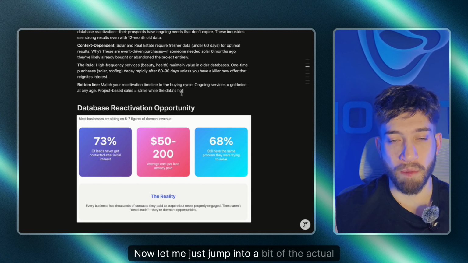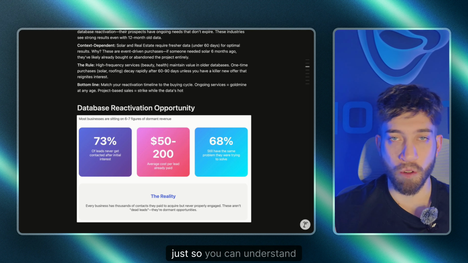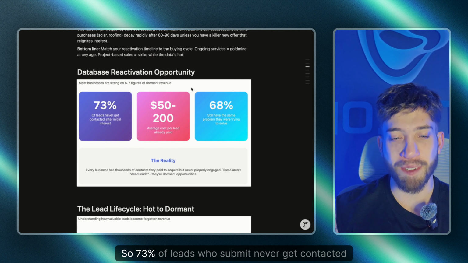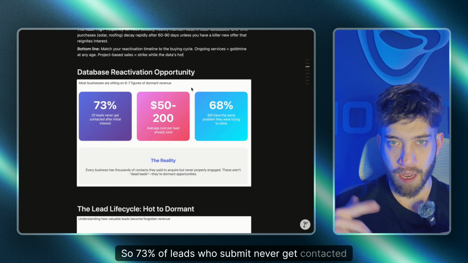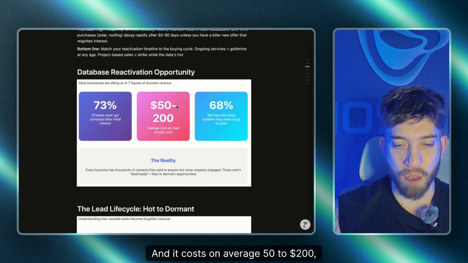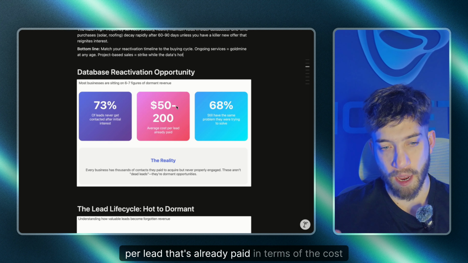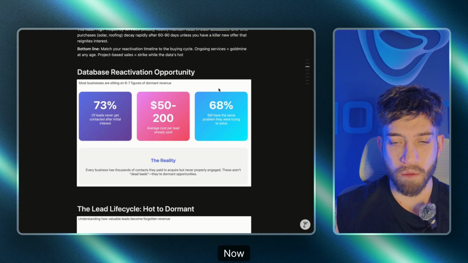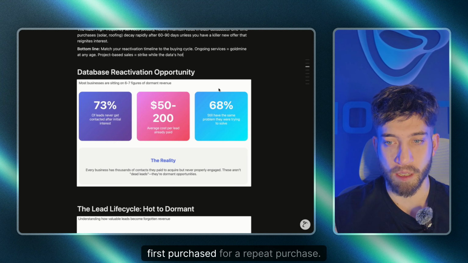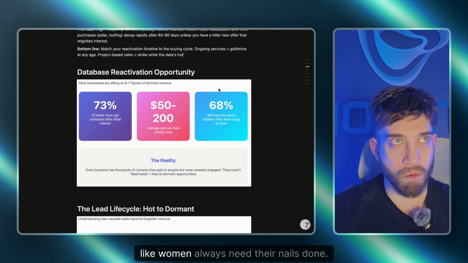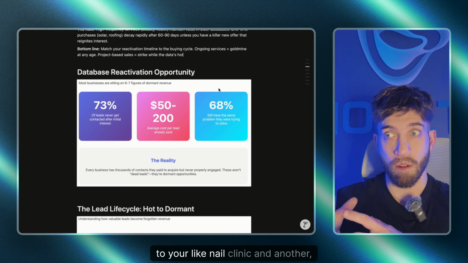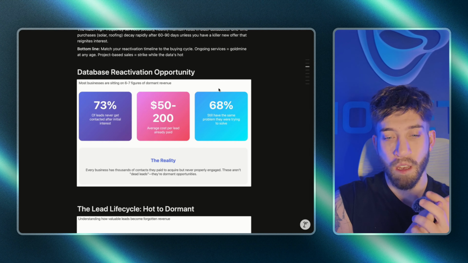Now let me just jump into a bit of the actual information just so you can understand the value of it in general. So 73% of leads who submit never get contacted again after initial interest. That's huge. And it costs on average $50 to $200 per lead that's already paid in terms of the cost per lead that they paid to get. Now 68% of those people will still have the same problem they initially had when they first purchased. For a repeat purchase, like nails, women always need their nails done, you can always reactivate those women to go back to your nail clinic and another clinic, and so on and so forth.